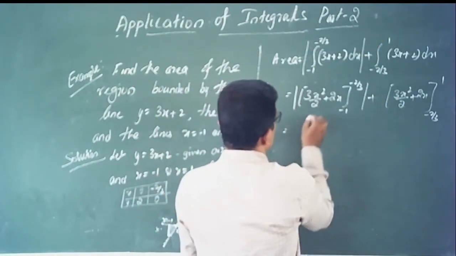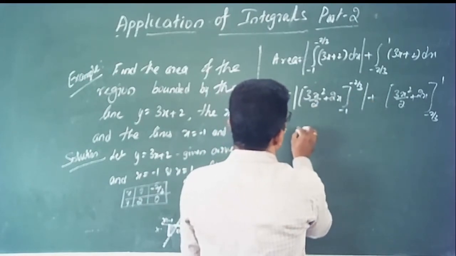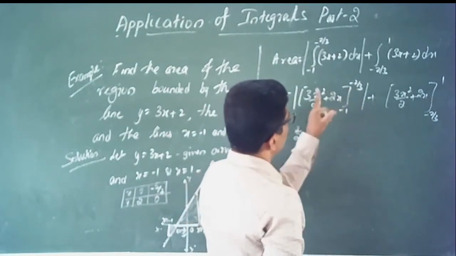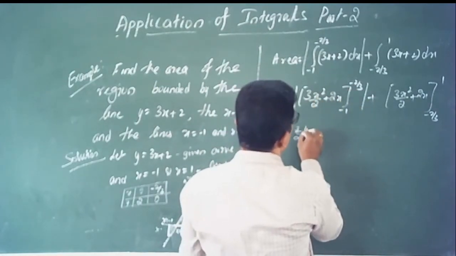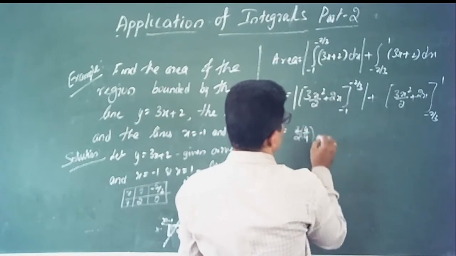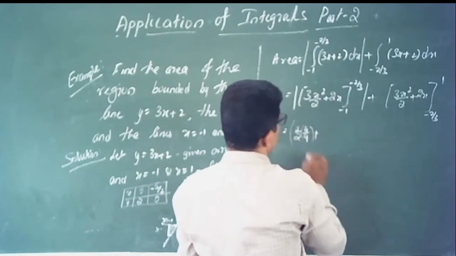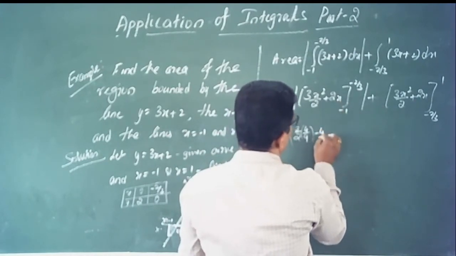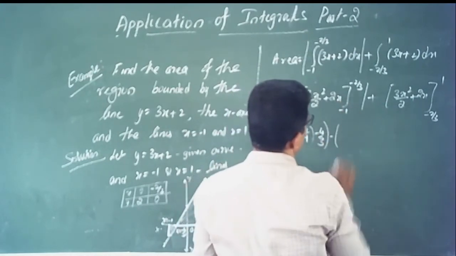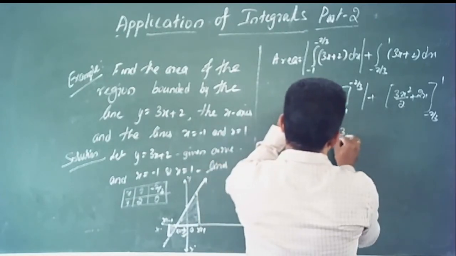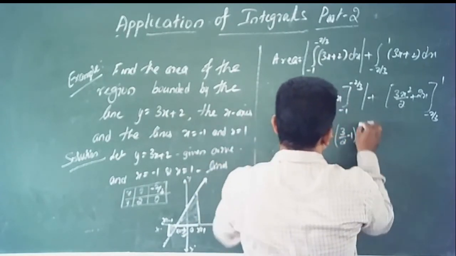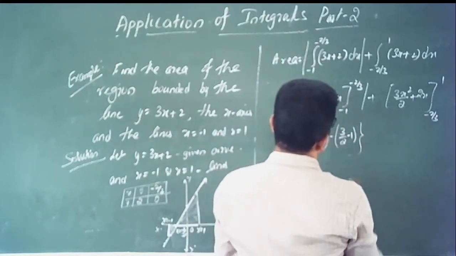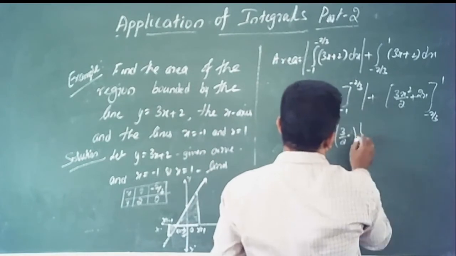Here also, first put the value of the upper limit: 3 by 2 into, put x equal to minus 2 by 3, minus squared becomes plus, 4 divided by 9. Clear? Plus, these are the upper limit values. Put x equal to minus 2 by 3, we get minus 4 by 3. This one is the upper limit. Minus, put x equal to 1, we get 3 by 2 plus 2. This is the first integral's value. Right? Plus minus 1 and minus 2.